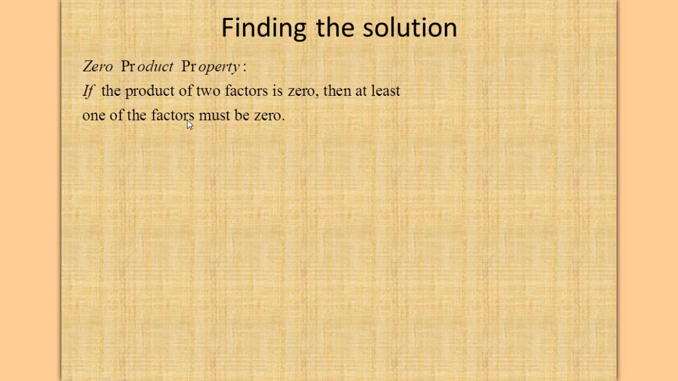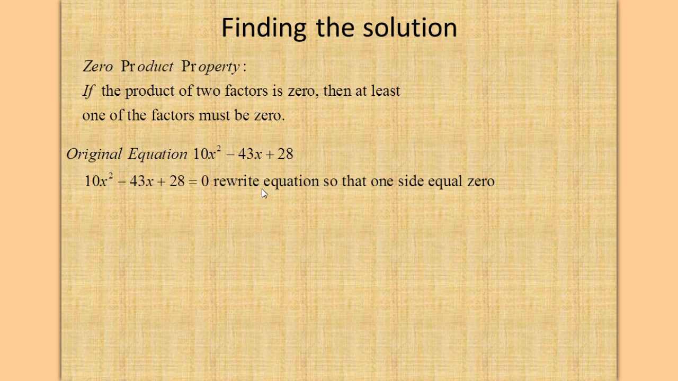Zero product property: if the product of two factors is zero, then at least one of the factors must be zero. So here's our original equation. We want to rewrite our equation so that one side equals zero.